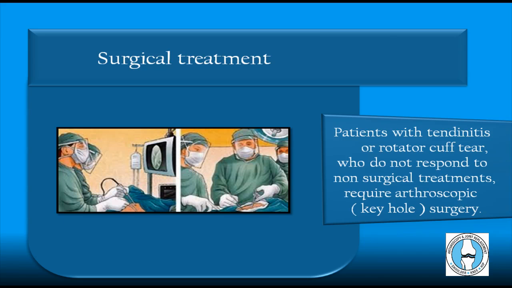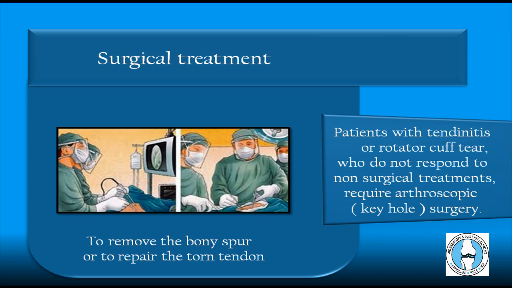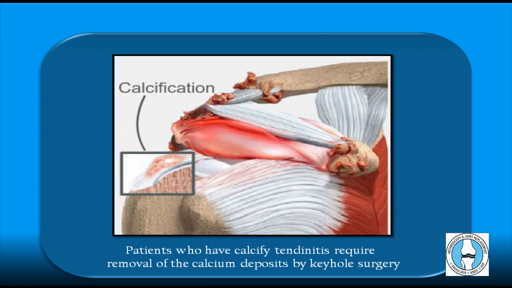Surgical treatment. Those patients with tendinitis, or rotator cuff tear, who do not respond to non-surgical treatments, require arthroscopic surgery to remove the bony spur on the undersurface of the acromion, or to repair the torn tendon. Those patients who have calcific tendinitis require removal of the calcium deposits by keyhole surgery.